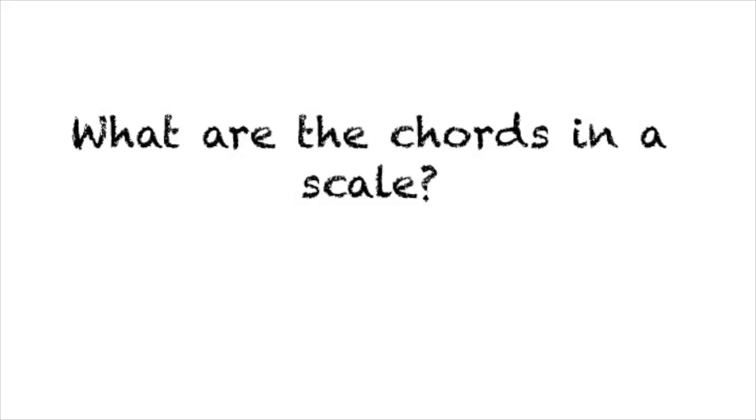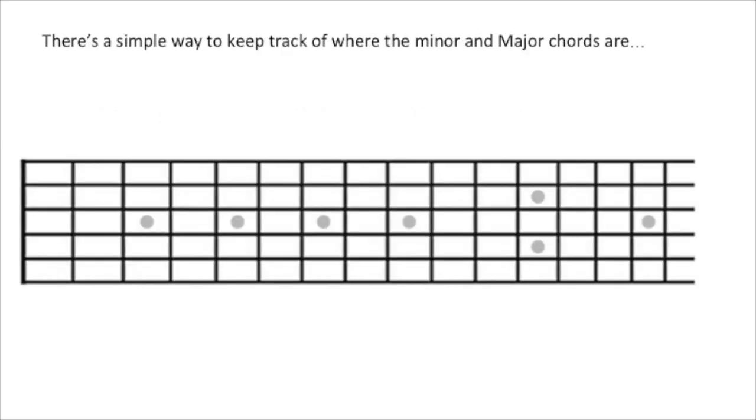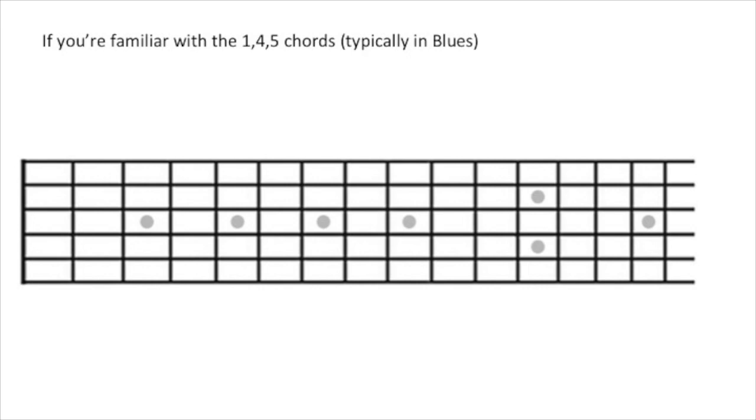The next topic is an easy way to find the chords in any major or minor scale. I don't know why it took me so long to see this because it's really easy. We're going to rely on our knowledge of the blues 1-4-5 chord sequence. We all know this in minor and major. Here's the key piece of information about scales.